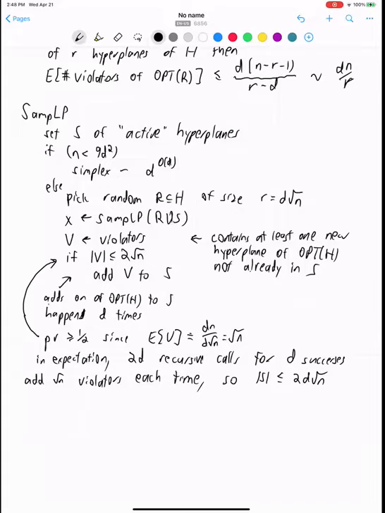Right. I guess my concern is that you could happen to sample a set of hyperplanes that are in between and miss the one that corresponds to the optimum. Yeah, but again, we have the optimum hyperplanes over here, right?